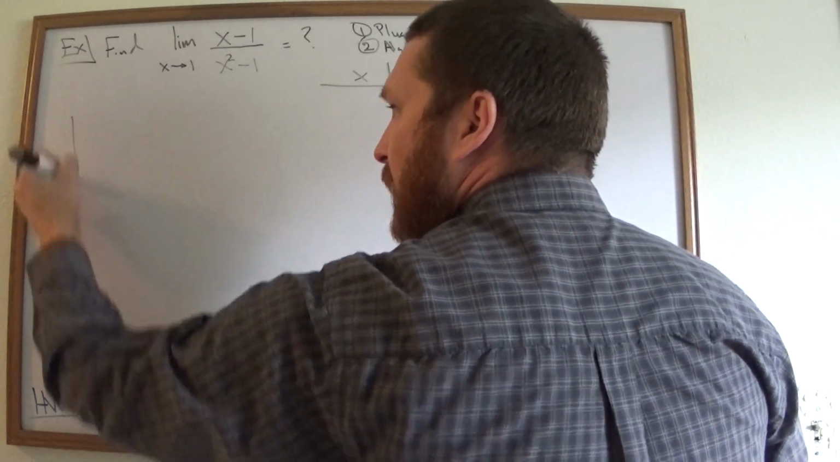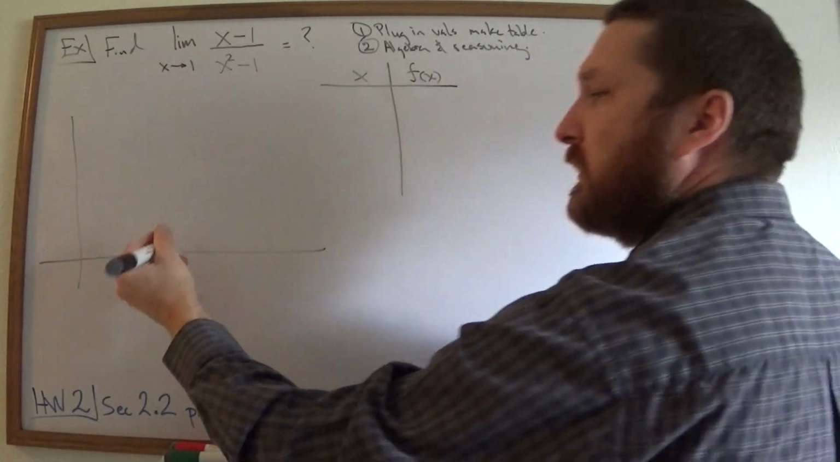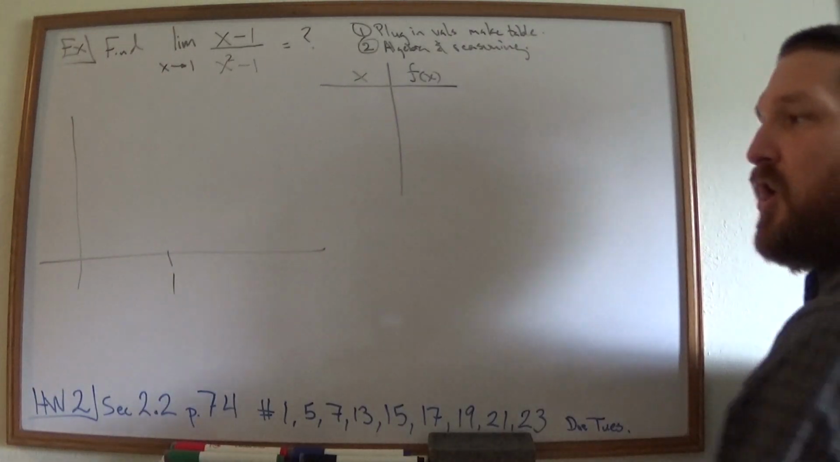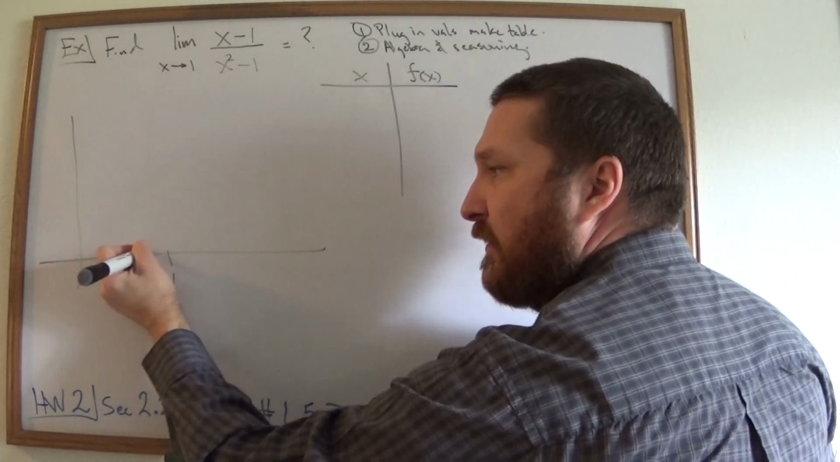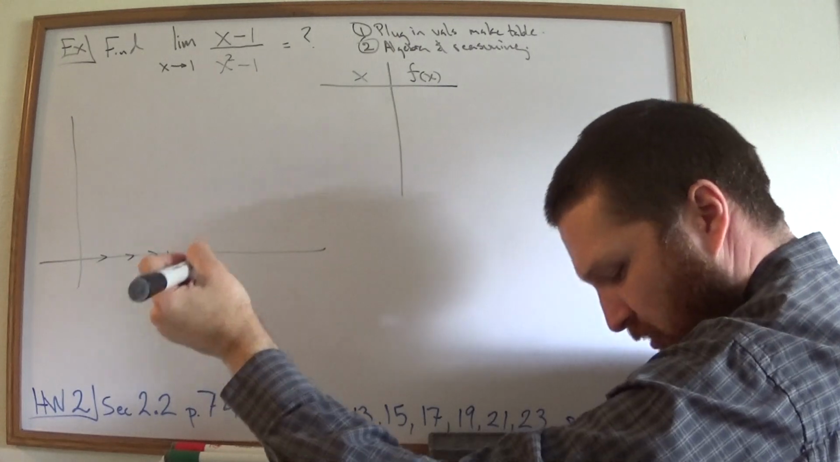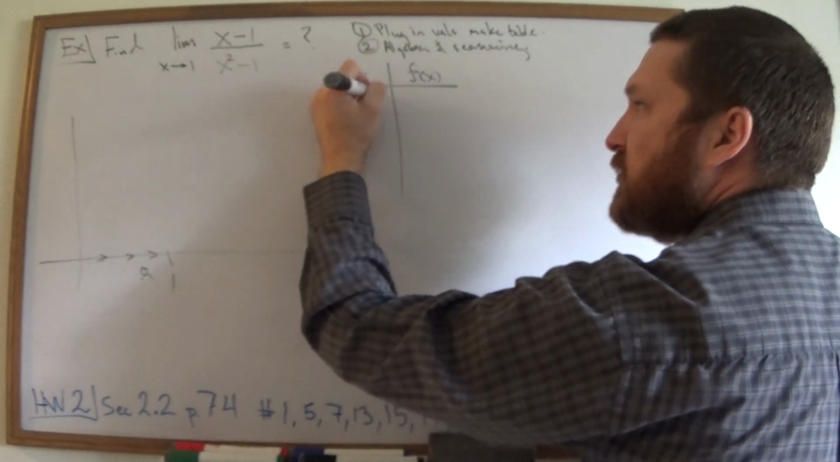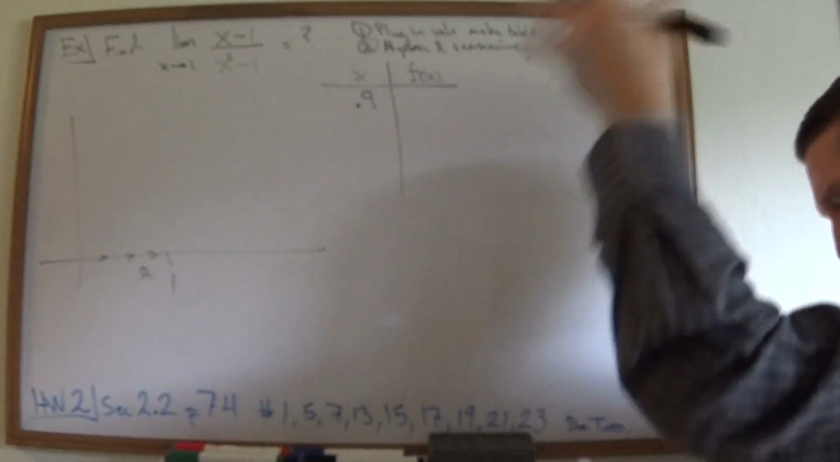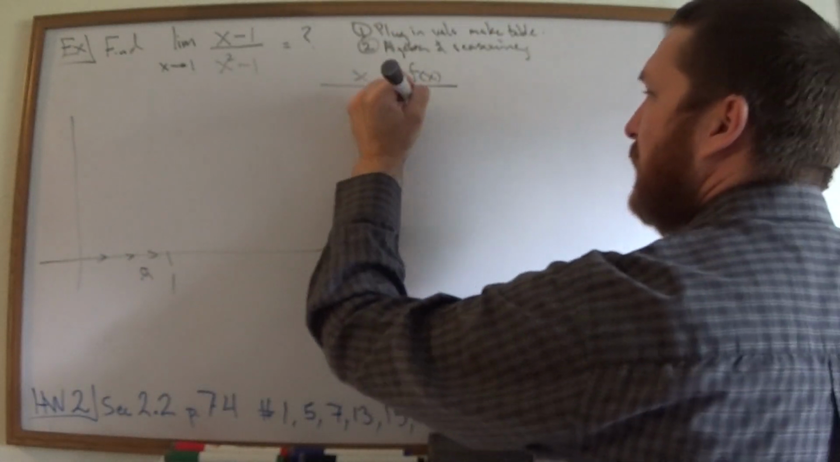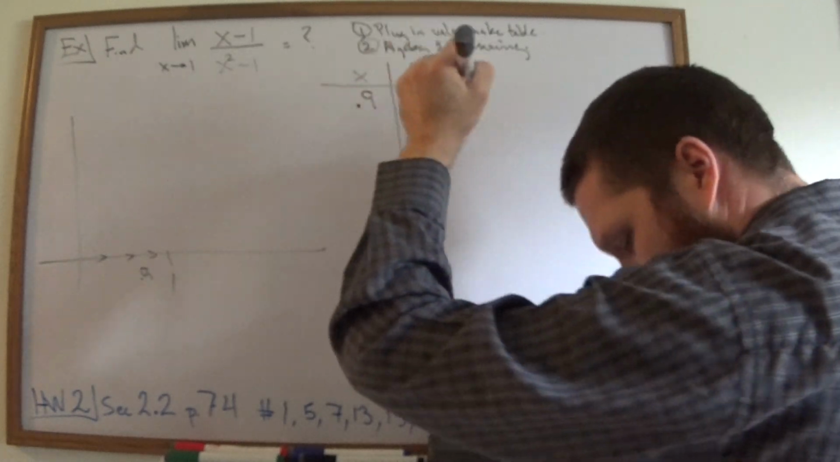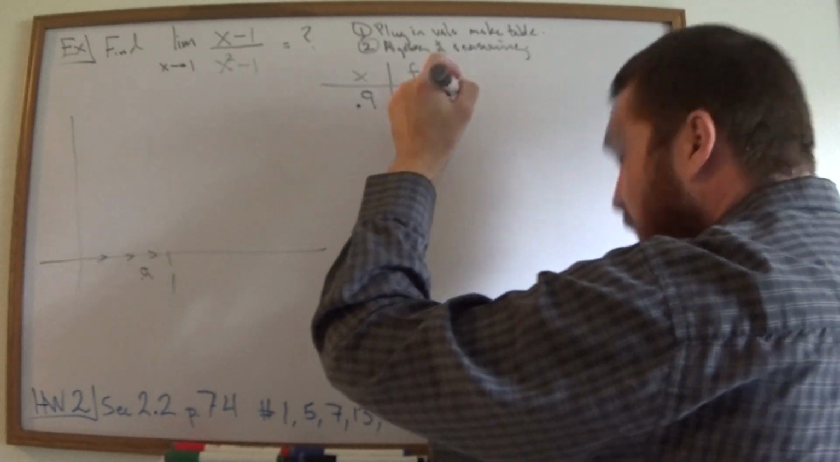So I'm imagining we have some function. Don't know what it looks like, but I'm going to 1. So I'm going to come from this side first, and I'm going to start somewhat close. I'm going to start here at 0.9. So 0.9, coming from the left-hand side. I plug in a 0.9, do my calculations, I get 0.52631.